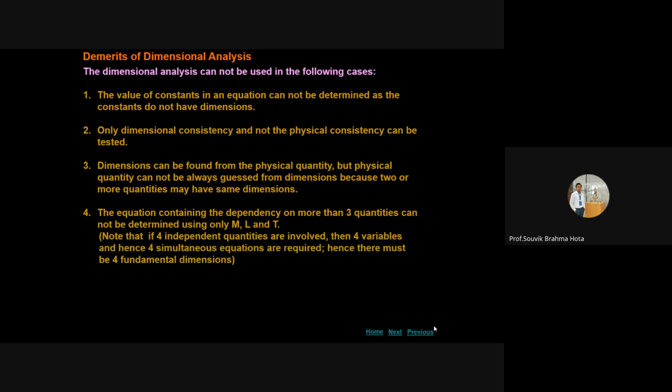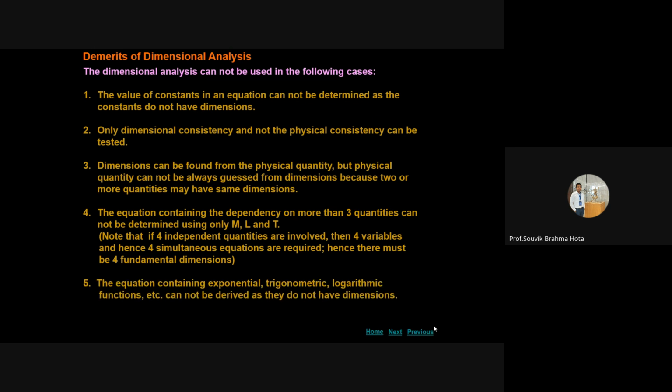Note that if four independent quantities are involved, that means four variables, hence four simultaneous equations are required. Hence there must be four fundamental dimensions. An equation containing exponential, trigonometric, or logarithmic functions cannot be derived, as they do not have dimension. An equation having a relation other than product and quotient cannot be derived.